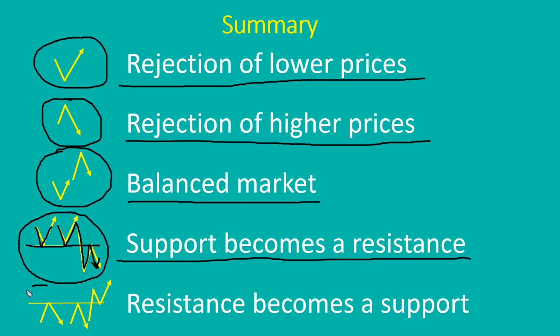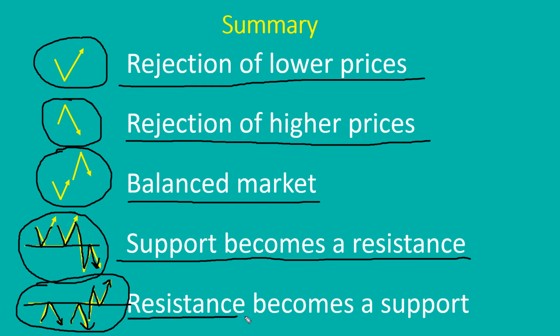And the last one is the same one, only reversed. The price is rejecting aggressively some given price level. There are sharp rejections of this price level, and when the price shoots past this level, then this level becomes a support. Alright, so this is resistance, which becomes a support.